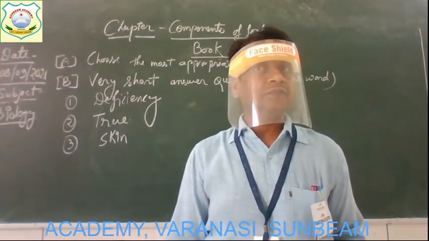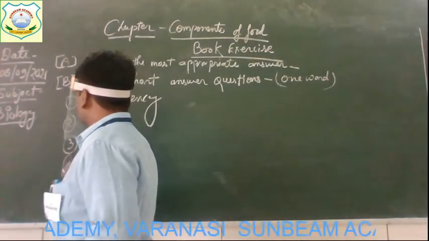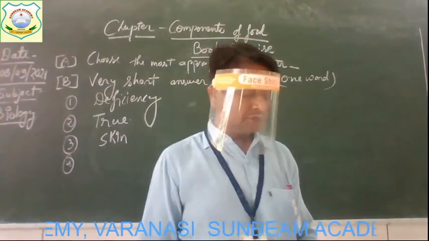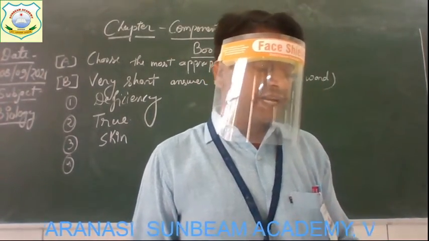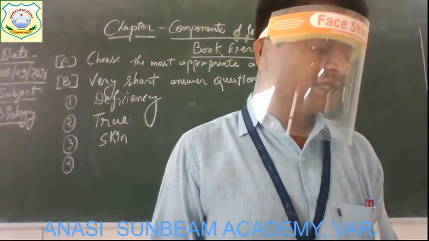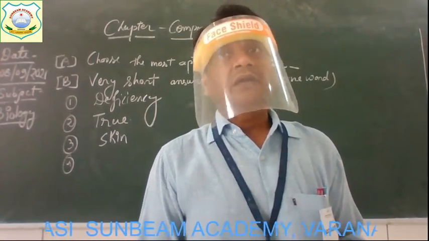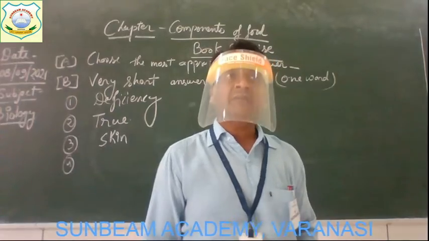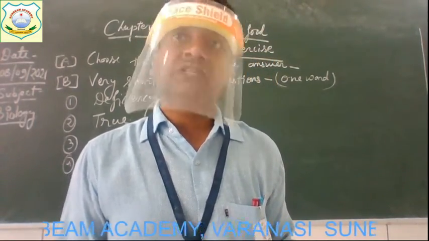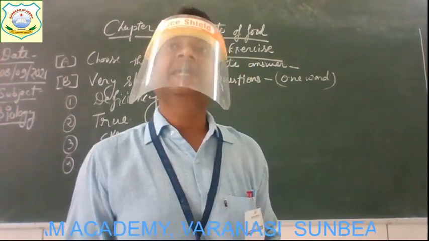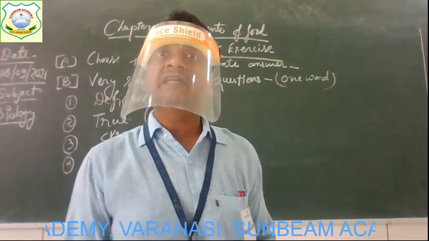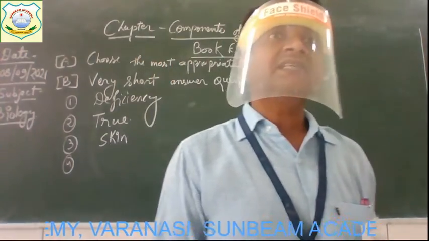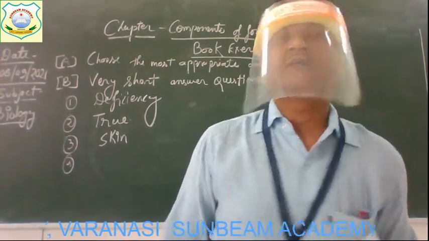Okay. Now question number 4. Deficiency of which vitamin is likely to cause rickets in children? Here you have to write the name of the nutrient or vitamin whose deficiency causes rickets disease in children. Yes, so we have discussed the name of the vitamin and it is vitamin D.